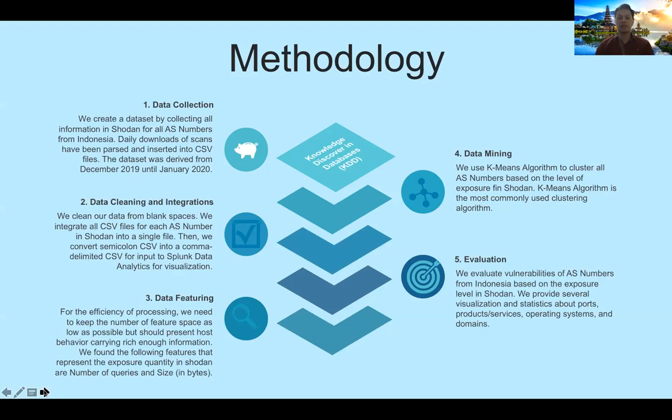For the first step, data collection, we create a dataset by collecting all information in Shodan for all AS numbers from Indonesia. Daily downloads of scans have been parsed and inserted into CSV files. The dataset was derived from December 2019 until January 2020.